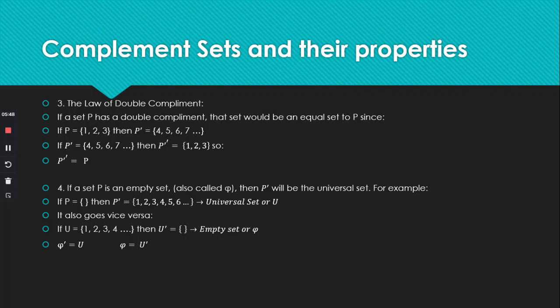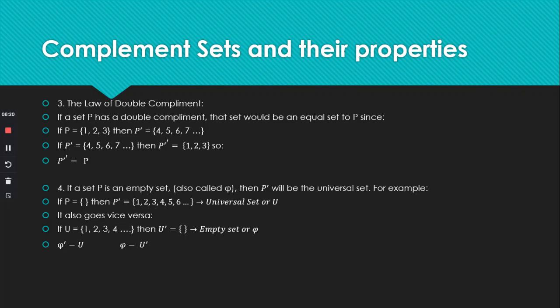Okay, so let's take the set P dash and imagine that it's P. What would the complement, the new P dash, be? It would be 1, 2, 3, because all the elements in the universal set are going to be taken away. The only things left are 1, 2, and 3. So P double dash is equal to 1, 2, 3. So P double dash is equal to P. It's that simple.